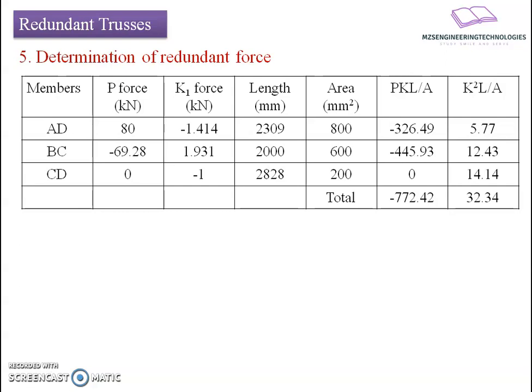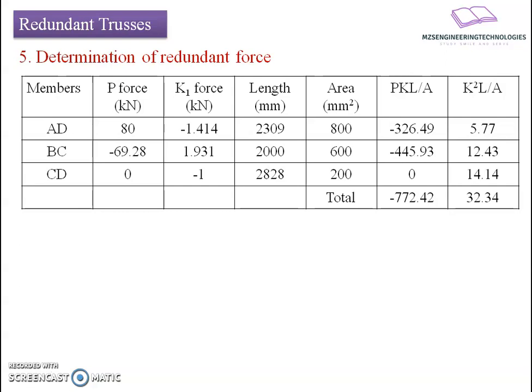Horizontal member BD was given to us. If I want to find out the inclined length of member AD, the relation I can use here, hypotenuse versus the horizontal, means x by r is equals to cos of 30. From that we get the length as 2309 mm.